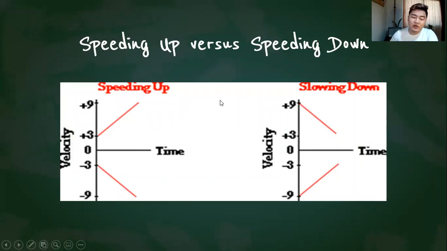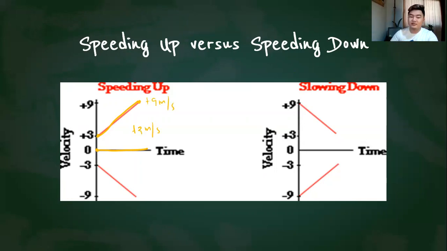Now, speeding up versus slowing down. This graph here, from positive 3 meters per second, the object is now moving at 9 meters per second. It moves away from 0 meters per second. So you can tell that the object is speeding up if it moves away from 0 meters per second. Here, from positive 3 meters per second, it's now positive 9.